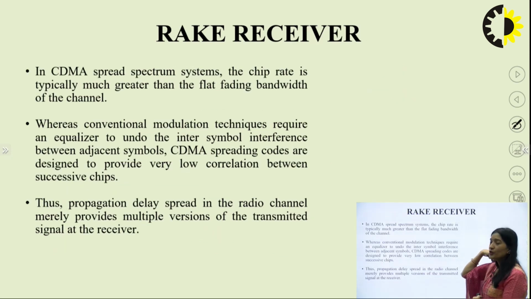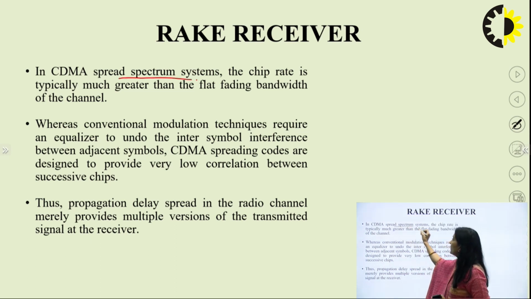Okay, now coming to the RAKE receiver, how will the RAKE receiver come into the picture if we talk about multipath or fading? We all know that we have different technologies, like TDMA, FDMA and CDMA, that we have studied in the third unit. FDMA is frequency division multiple access, TDMA is time division multiple access, and CDMA is code division multiple access, and sometimes this CDMA is also known as spread spectrum.